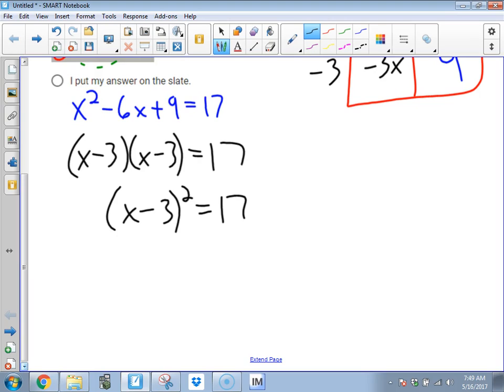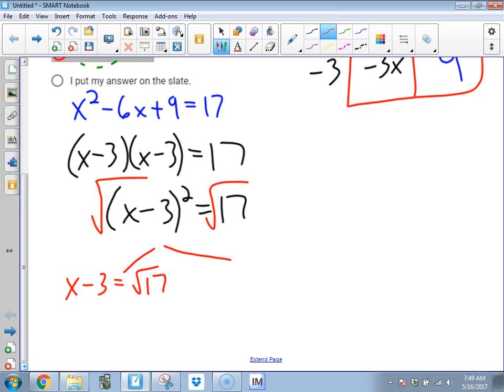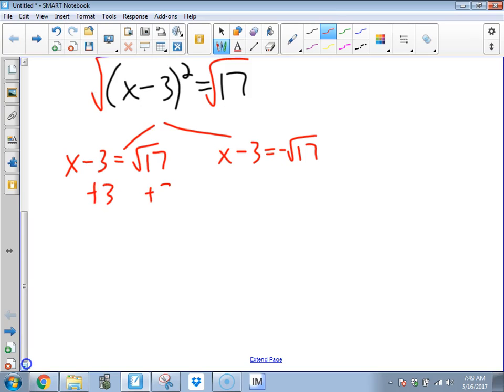And much like the last one, I'll take the square root of both sides. Here, can we take the square root of 17 and get a nice number? No. So in this case, what I'm going to do is separate it into two different problems. One where I have x minus 3 equals positive square root of 17, and one where I have negative square root of 17. Last step, I'm trying to get x alone. We add 3 to both sides. x equals 3 plus square root of 17.